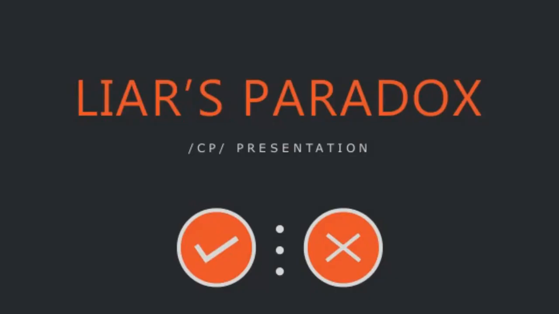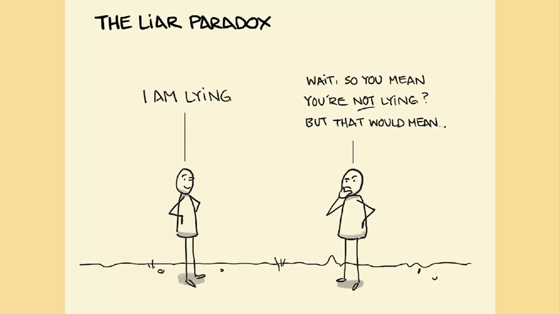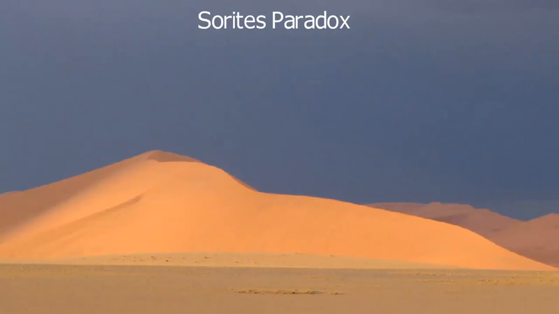Number 3 on the list is the liar's paradox. The liar's paradox can be summed up in one sentence: Everything I say is a lie. But it is impossible for that sentence to be true, because if everything I do say is a lie, then the sentence would be true, meaning that not everything I say is a lie. Again, which is a paradox.